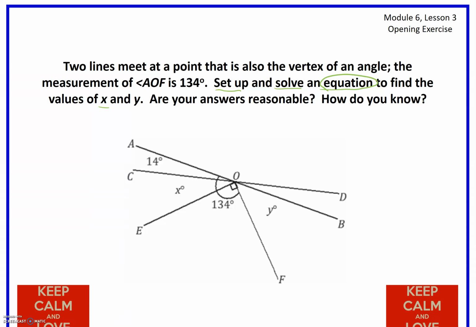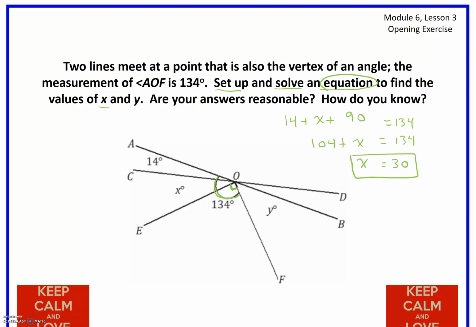First thing I note is that I have a sum of angles that add up to 134 degrees. Those angles include 14, x, and 90. 90 degrees is found here. So those three angles add up to 134, which creates an equation. I can combine like terms of 14 and 90 to make 104 plus x equals 134. Subtract the 104 from both sides, and lo and behold, we have x equals 30.